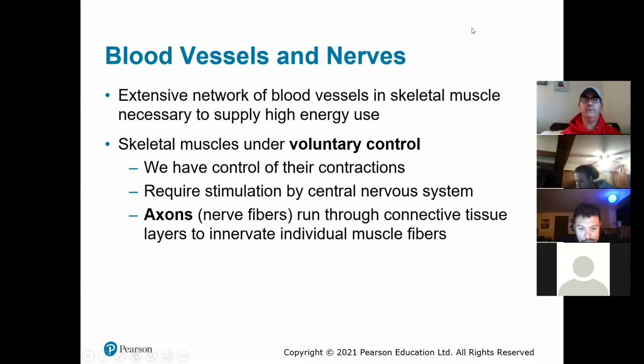There are also extensive networks of blood vessels in skeletal muscles. Skeletal muscles need a lot of energy. You need a lot of energy to do all those contractions. What things does the body need to make energy? What nutrients do we need to make energy? Protein. Not protein. Nutrients. What is it, Peter? I say minerals. Minerals. Okay. What else?